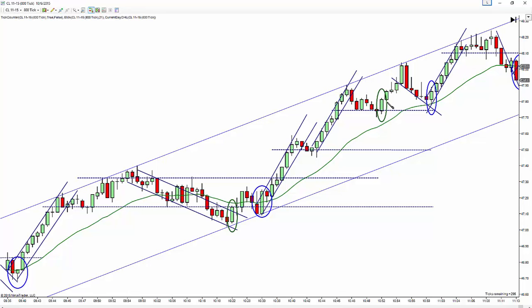Another bar, another second entry long here, at the top of the EMA, top of the channel. If I mark this one in green, it pulls back. This is a nicer one, pulls back to this area, touches, and it moves higher from here.